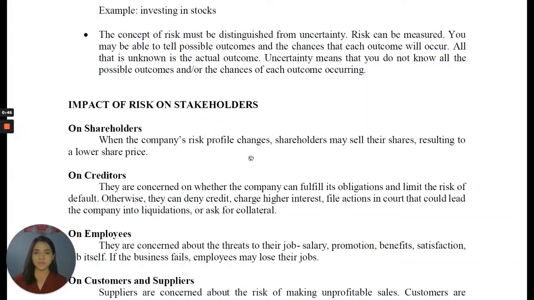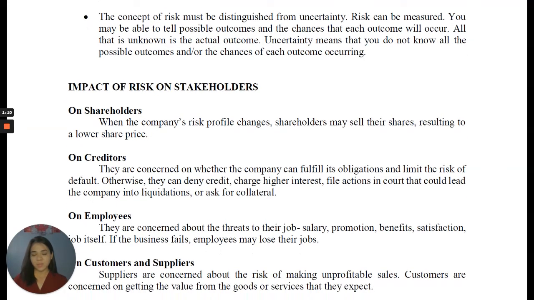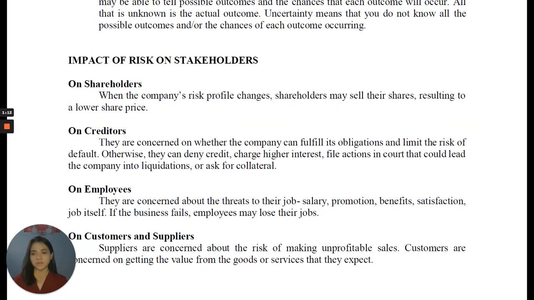The concept of risk must be distinguished from uncertainty or genuine uncertainty. Risk can be measured. You may be able to tell possible outcomes and the chances that each outcome will occur. All that is unknown is the actual outcome. Whereas genuine uncertainty means that you do not know all the possible outcomes and or the chances of each outcome occurring.